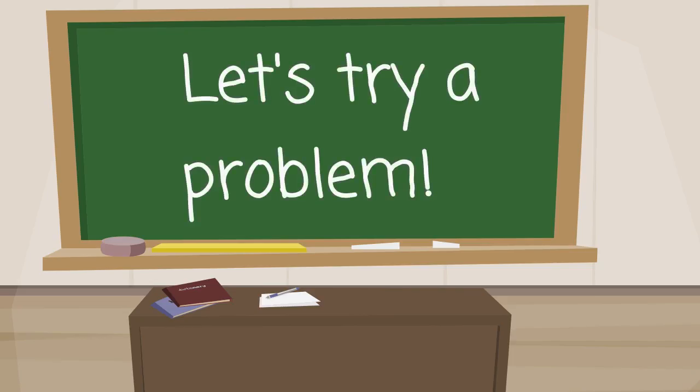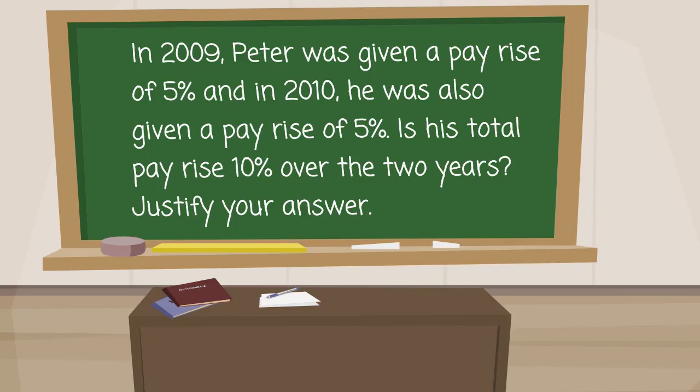We've all learned from Darren's mistake, haven't we? Now let's try this problem and not make the same mistake. In 2009, Peter was given a pay rise of 5% and in 2010, he was also given a pay rise of 5%. Is his total pay rise 10% over the 2 years? Justify your answer. Let's see if this question is similar to Darren's situation in any way.